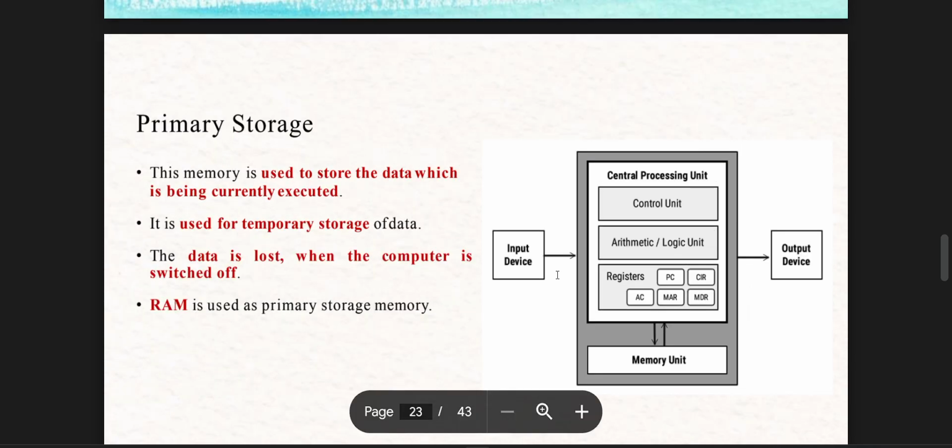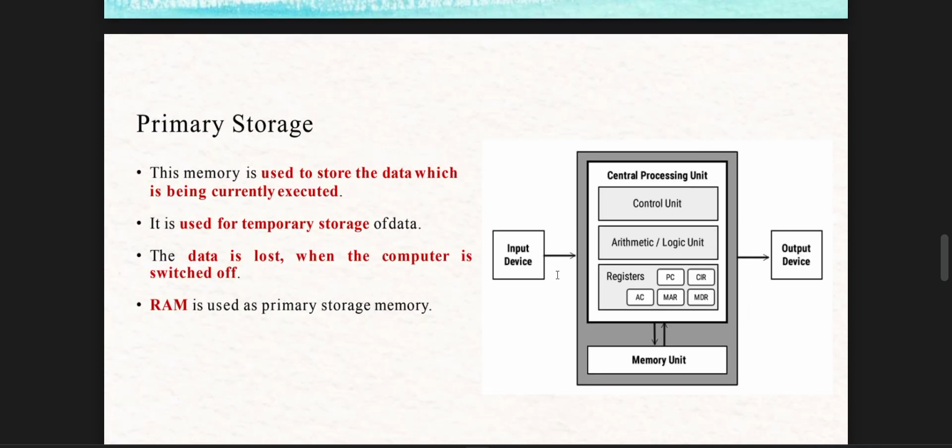Memory unit, primary storage: the memory is used to store the data which is being currently executed. It is used for the temporary storage of the data. The data is lost when the computer is switched off. RAM is used as the primary memory.